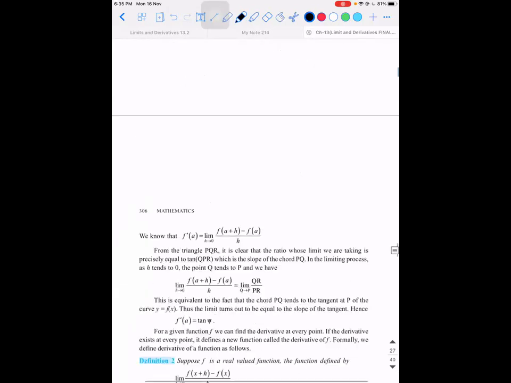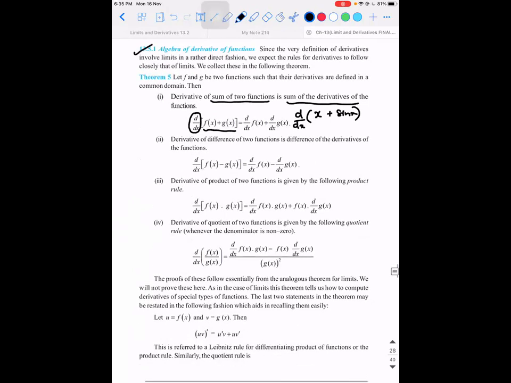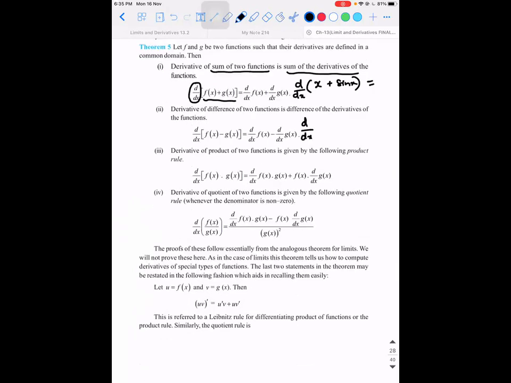So what is the answer to this? It is d by dx of x plus d by dx of sin x. So what is the derivative of x? 1 plus the derivative of sin x, which is cos x. So this will be the derivative. Guys, I hope you're able to understand.